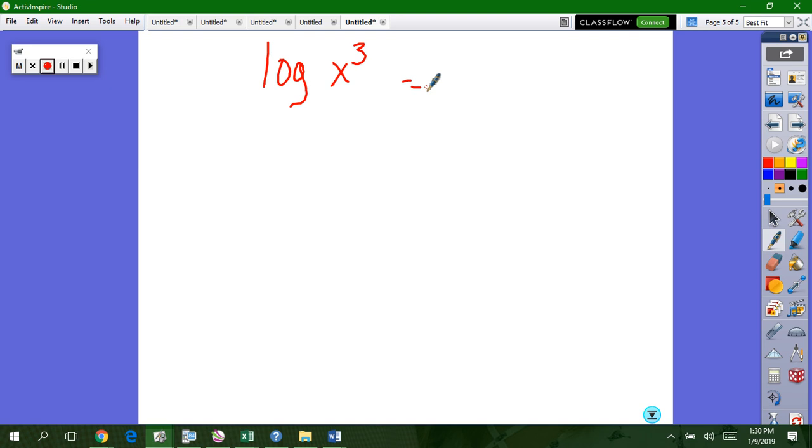So using that last rule I just said, what's another way I could write log of x to the third? 3 log of x. Okay? Would you guys agree that would be the answer from what I just showed you?